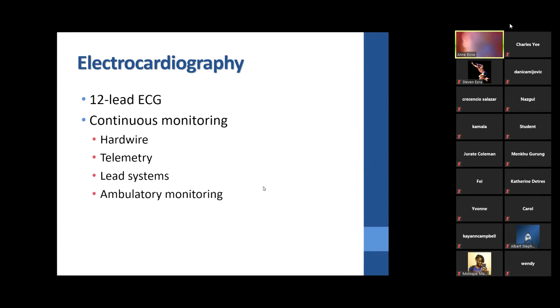Appropriately. Now there are different lead systems, in terms of 3, 5, 12 leads. And then you could also have ambulatory monitoring where somebody could be sent home and you could have a device that picks up what your EKG is over a 7-day period.